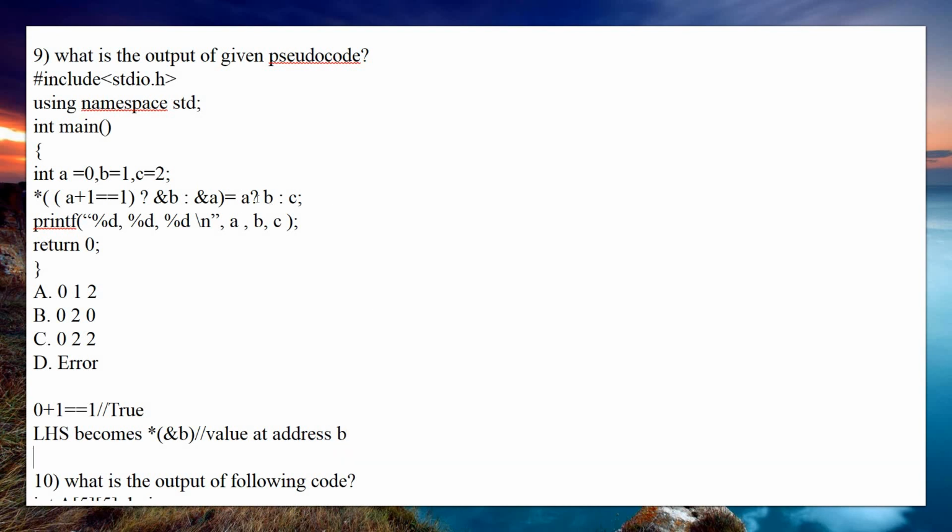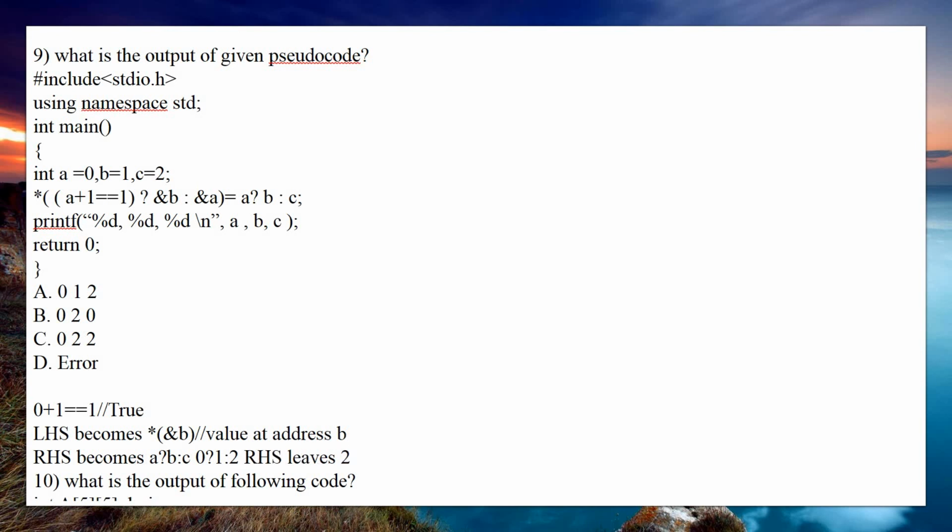We are done with the LHS. Next is the RHS. So what will be the RHS? It becomes a question mark b colon c. What is a question mark b colon c? The first thing is, what is the value of a? A is 0. So 0 question mark, then b, which is nothing but 1, colon 2. So here it is 0 question mark 1 colon 2. We don't have one more value, so we are left with only 2. So at the RHS it leaves 2.